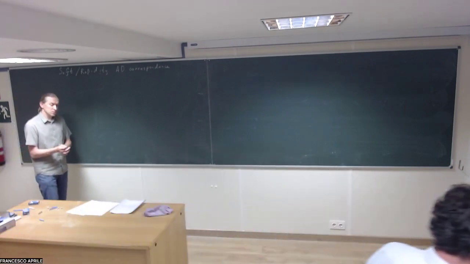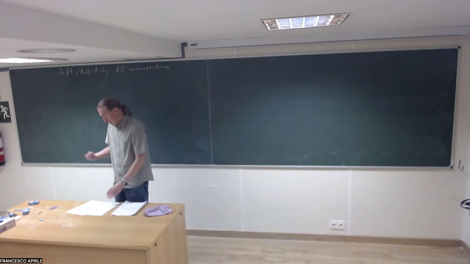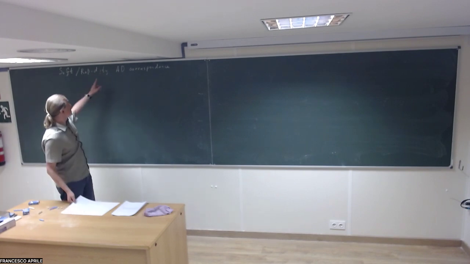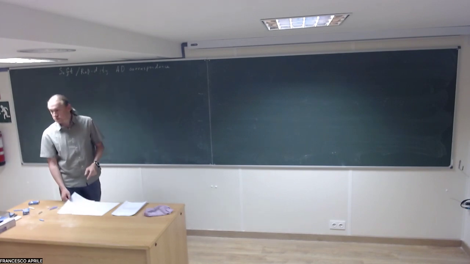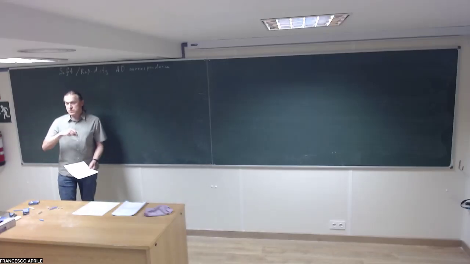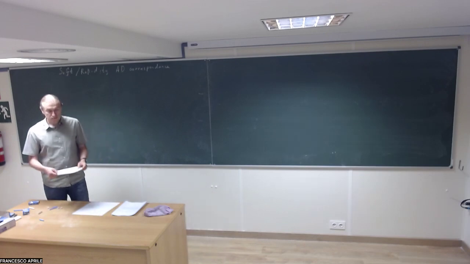Okay, so Francesca asked me to talk here about something. So I decided to talk about this correspondence between soft and rapidity dimension, because it's a topic which is kind of a bridge between, say, conformal theories and factorization theorems, which we are doing now. So what is that about?